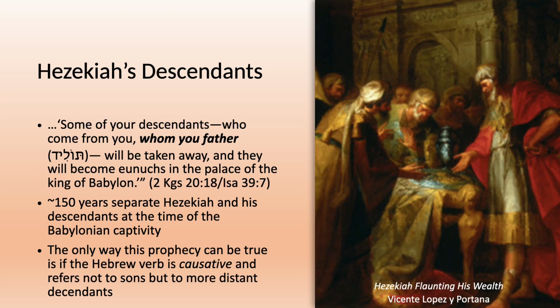Okay, Hezekiah's descendants, same verb in the Hiphil. Some of your descendants who come from you, whom you father, will be taken away, and they will become eunuchs in the palace of the king of Babylon. Same verb, Hiphil again. 150 years separates Hezekiah and his descendants at the time of the Babylonian captivity.